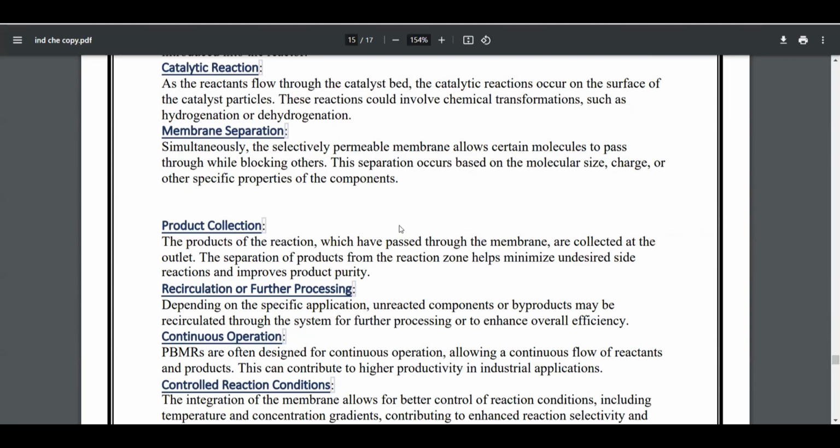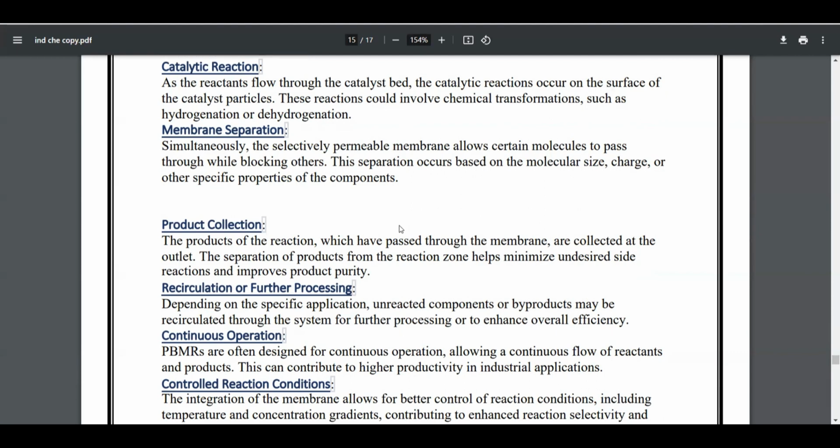Then there is the catalytic reaction stage. As the reactants flow through the catalyst bed, the catalytic reaction occurs on the surface of the catalyst, and these reactions could involve chemical transformations such as hydrogenation or dehydrogenation. Simultaneously, the selectively permeable membrane allows certain molecules to pass through while blocking others, and this separation occurs based on the molecular size, charge, or other specific properties of the component. The molecule with a smaller size will easily flow through the permeable membrane, while the molecule with a larger size will get entrapped in the pores of the membrane.